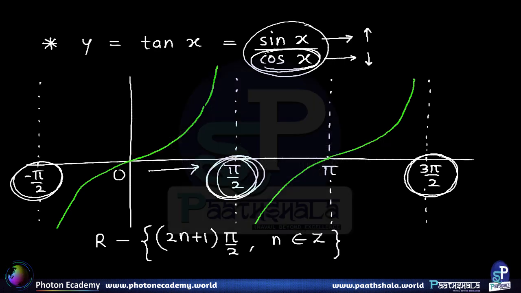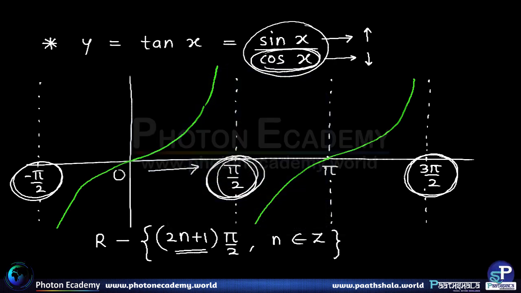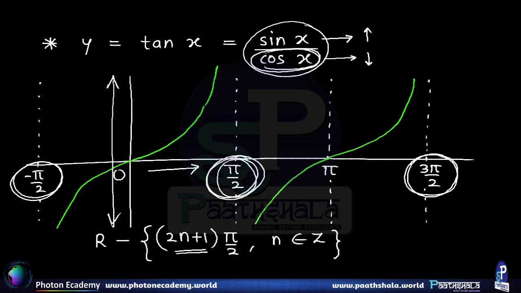Because you know that if n is an integer, then 2n plus 1 will always represent an odd integer. So an odd integer multiple of pi by 2 cannot be allowed as an input to the tan function. Skipping those, all other values are valid inputs. So those are the part of the domain. Now looking at the range, that is, on the y-axis, which values tan is taking, we see that the entire y-axis is covered by the function, isn't it? So tan can take any value from minus infinity to plus infinity.